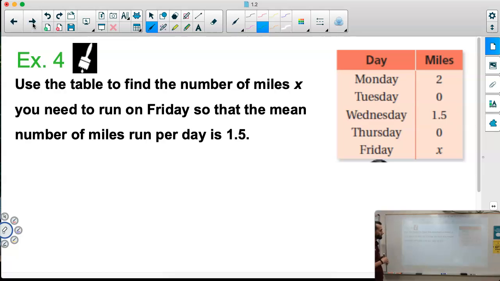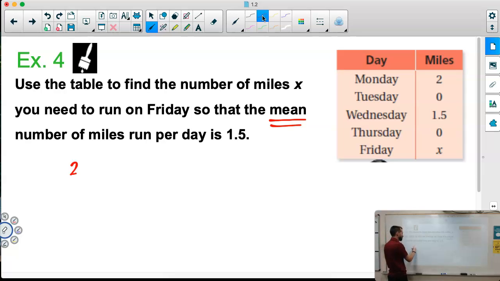All right. Again, this one, we're going to see a lot of word problems like this, so we're going to try to think through this. Notice on this one, it says, use the table to find, here's the question, find the number of miles x we need to run on Friday so that the mean number of miles per day is 1.5. Okay, so here's the deal. First off, this one's tricky because they talk about mean, and I don't know if we know what mean means. Okay, the mean is the average, which means adding those all up.